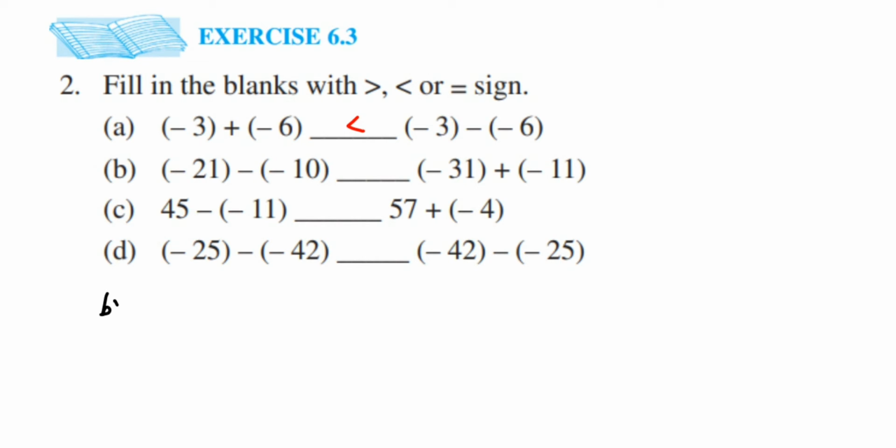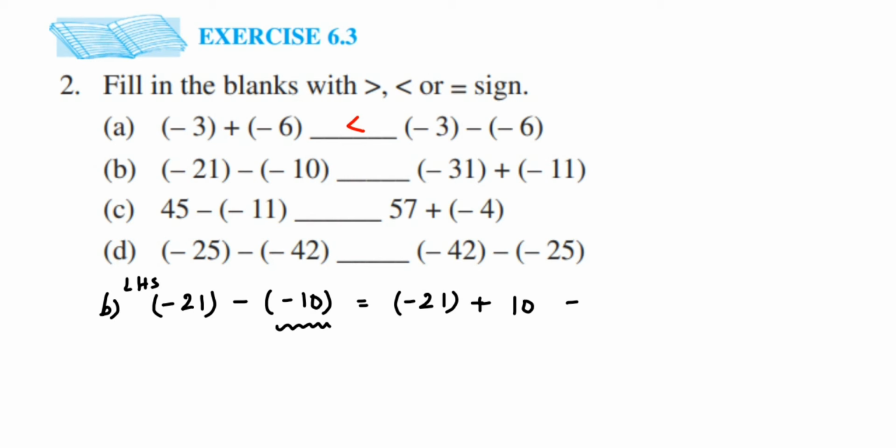Second one we have minus 21 minus minus 10. I'm going to take the LHS part. Now we're subtracting here. So when you're subtracting, the first integer will remain the same, and instead of subtracting we're going to do addition, and we're going to add the additive inverse of the number which is being subtracted. Minus 10 is being subtracted, so the additive inverse of minus 10 is 10. Now we're going to solve this.